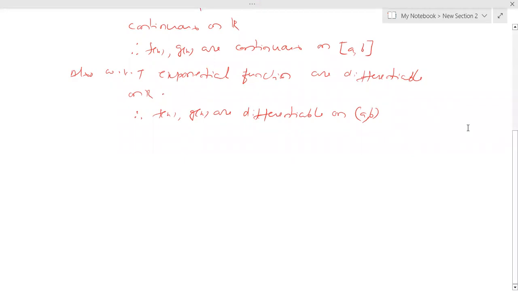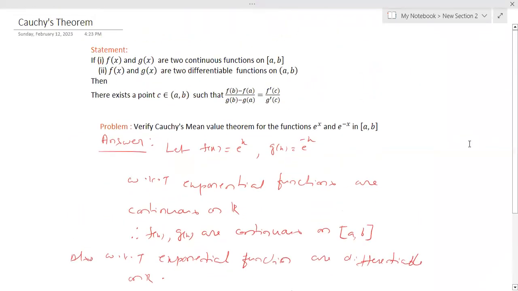Next, two conditions. The first condition is continuity: both are continuous. The second condition is that both are differentiable. These two are over. Now we are going to show the conclusion part. Conclusion part means find c in between a comma b such that this point satisfies these conditions.